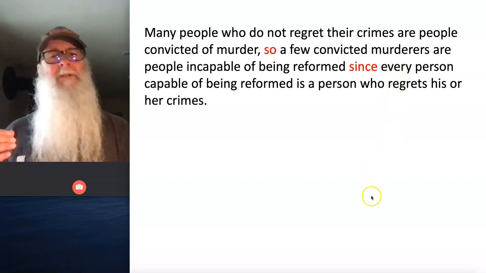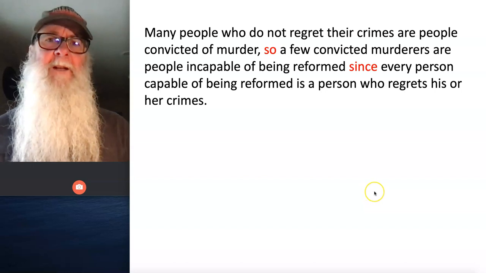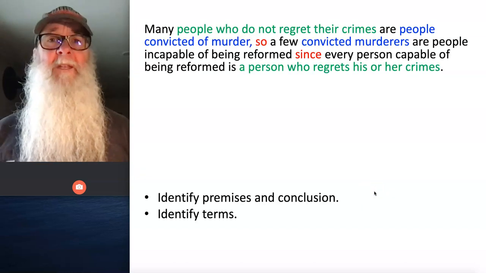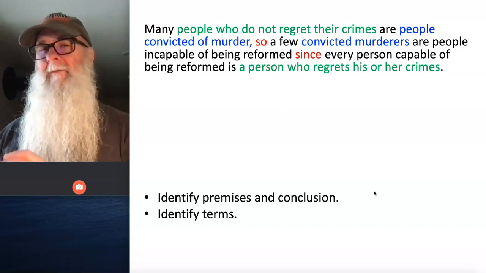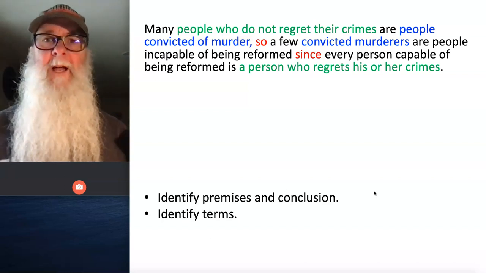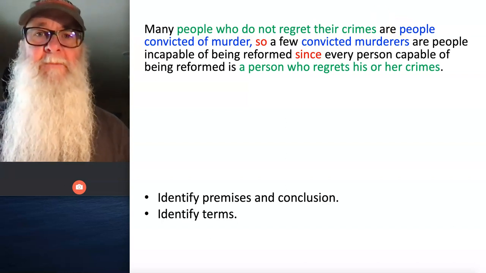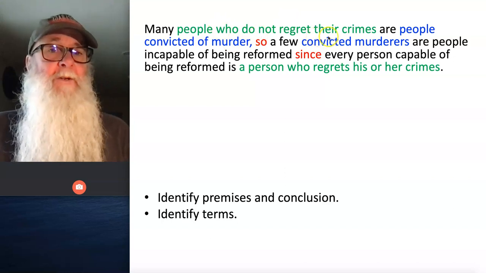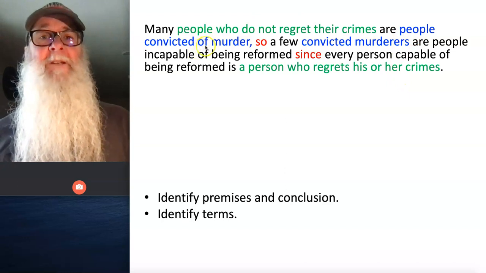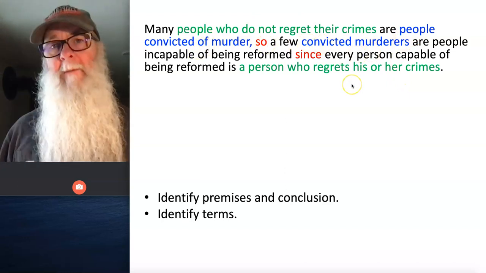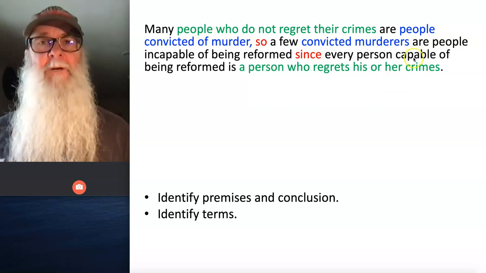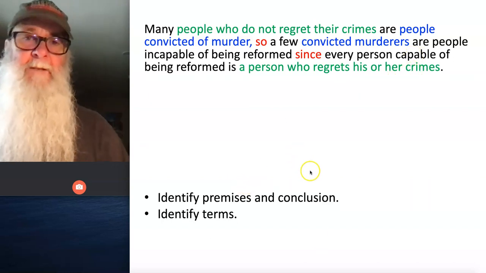of this argument. So now that I've got my conclusion and premises identified, I can start to identify terms. And when I look at the terms of this argument, I notice something valuable to me. I notice terms that are very similarly but not identically worded, and I'm going to keep that in mind as I'm identifying my terms. I have people who do not regret their crimes, and I have a person who regrets his or her crimes, and I have people convicted of murder and convicted murderers. So I'm going to use these terms and treat them synonymously as I'm creating the terms I'm going to use to represent the argument symbolically.